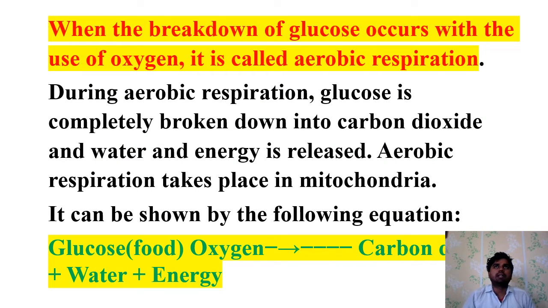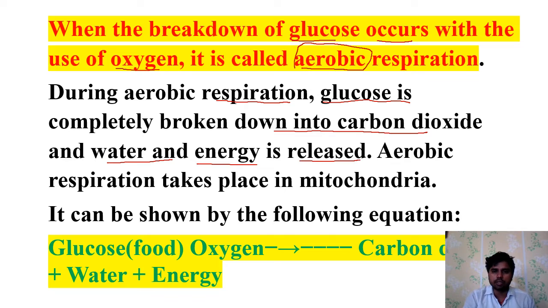Now see, what is the definition of aerobic respiration? When the breakdown of glucose occurs with the use of oxygen, it is called aerobic respiration. During aerobic respiration, glucose is completely broken down into carbon dioxide and water, and energy is released. We have seen in the equation that we are producing carbon dioxide, water and ATP, that is energy.